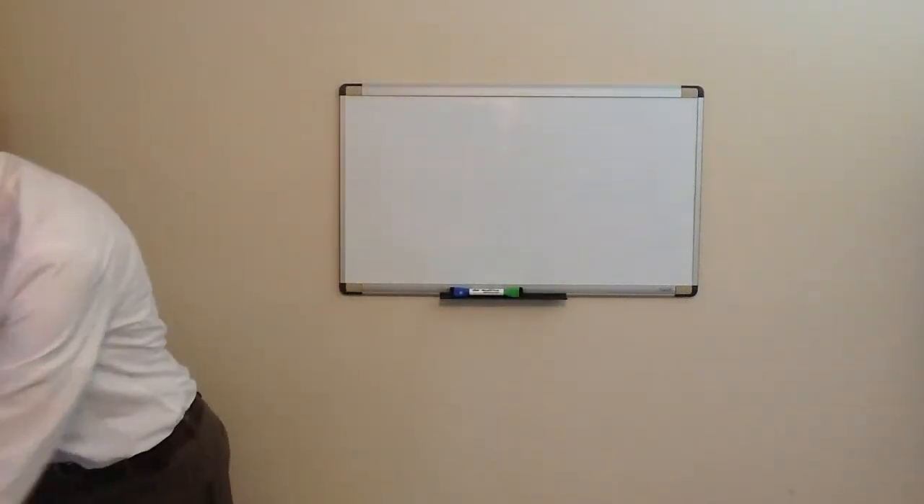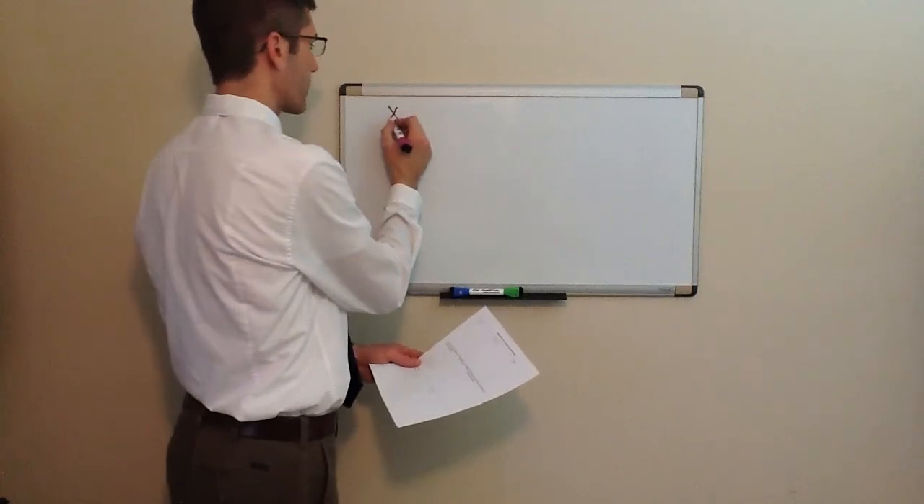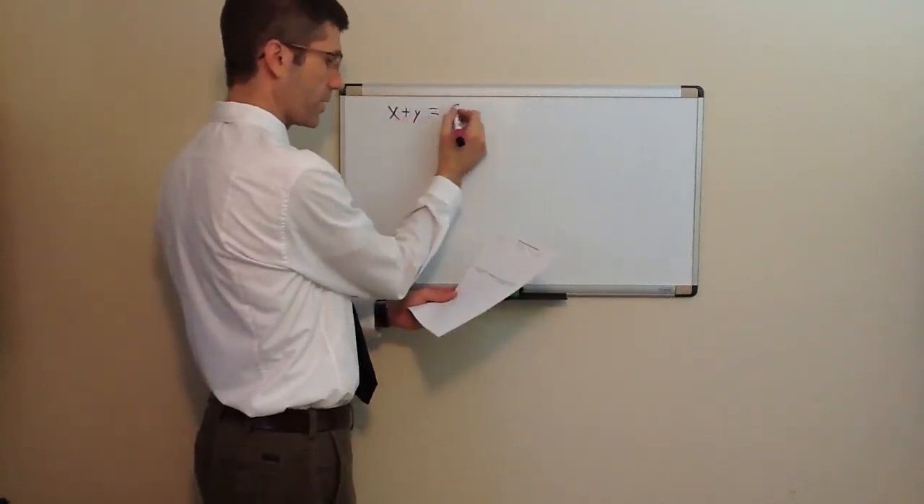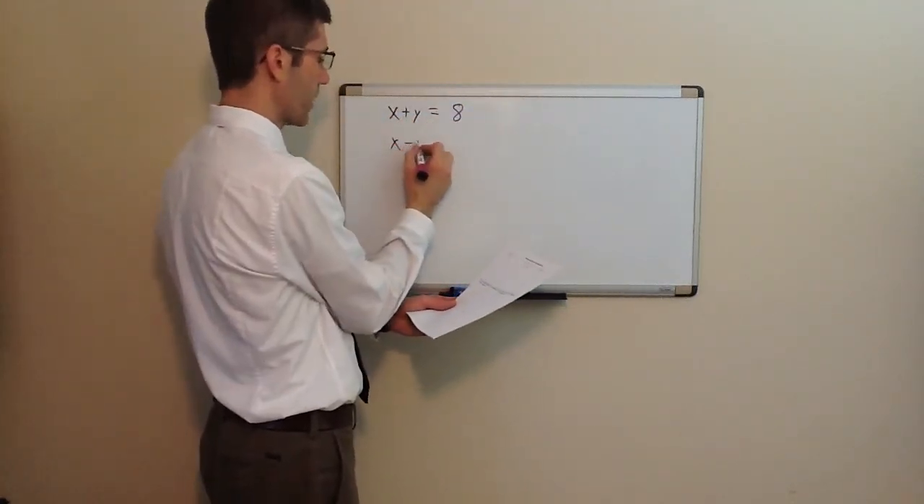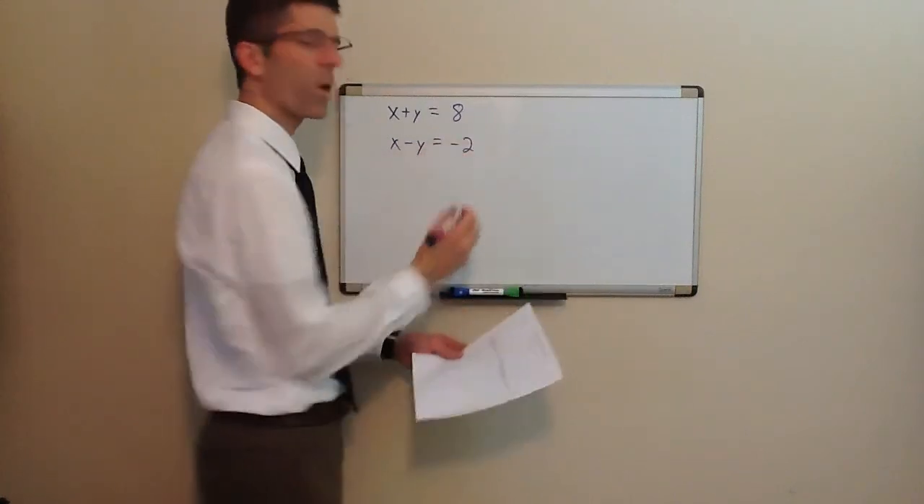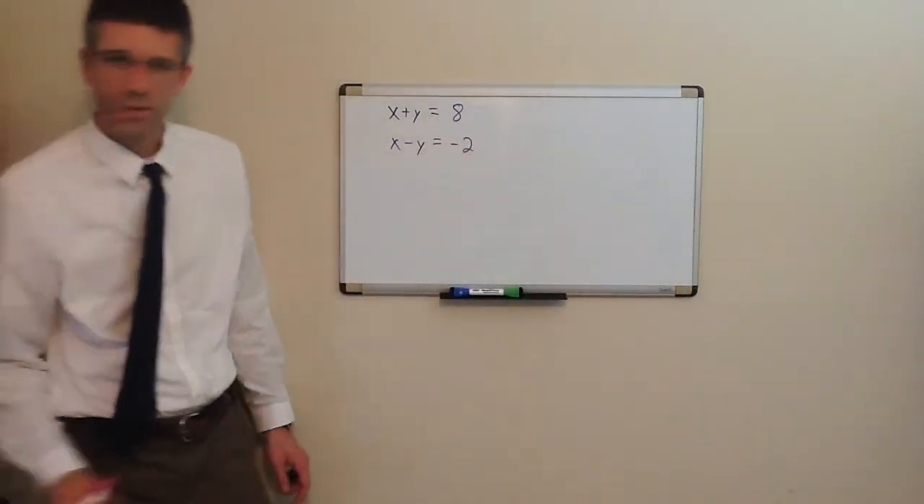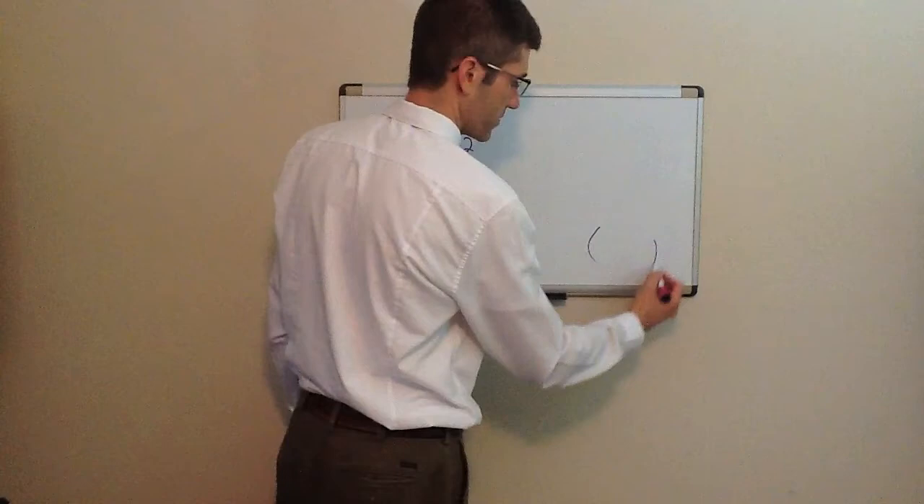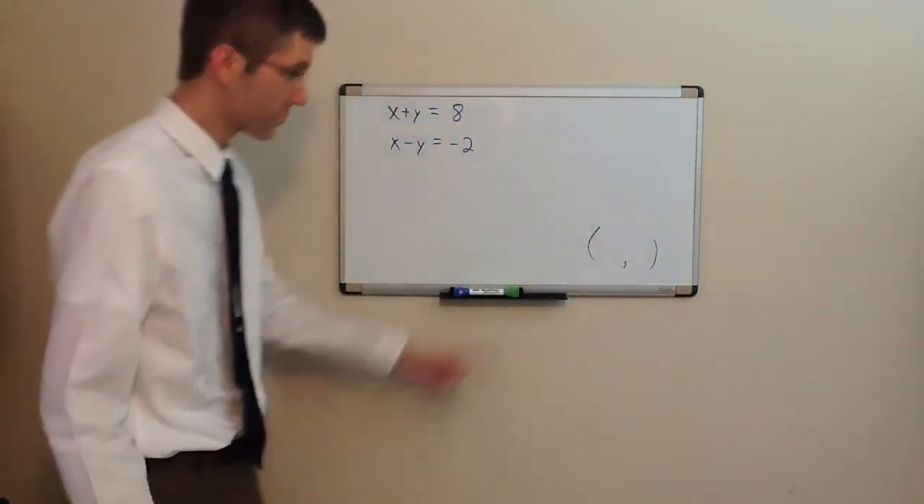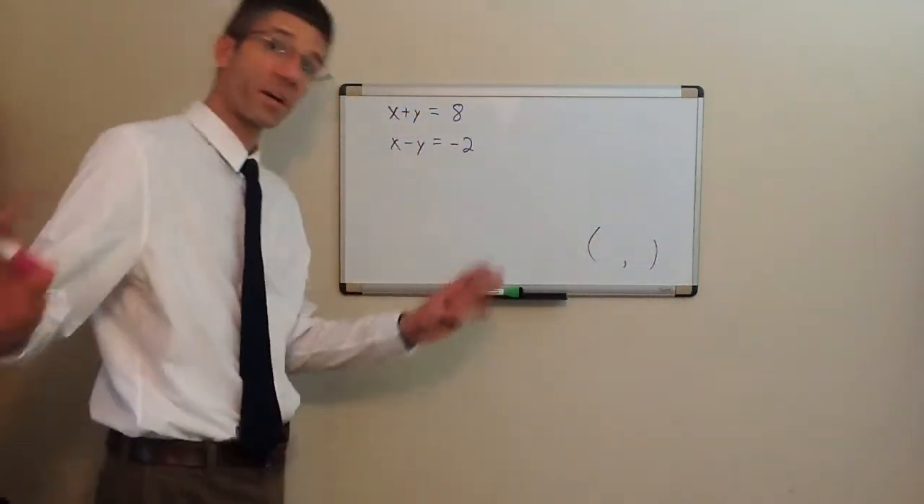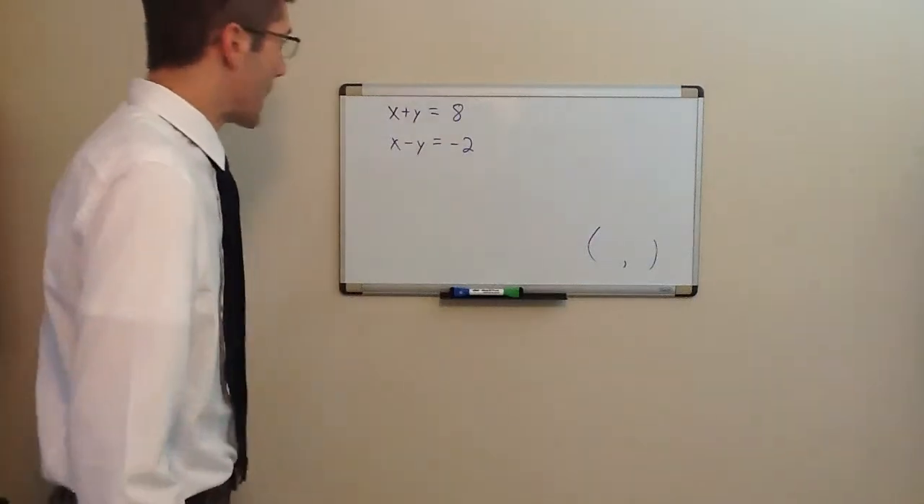Alright, switching to purple. X plus y equals 8. X minus y equals negative 2. Oh, you know what? You thinking what I'm thinking? Let's go ahead and put that. It's my final answer right there. I don't know anything about it yet, but I know that.